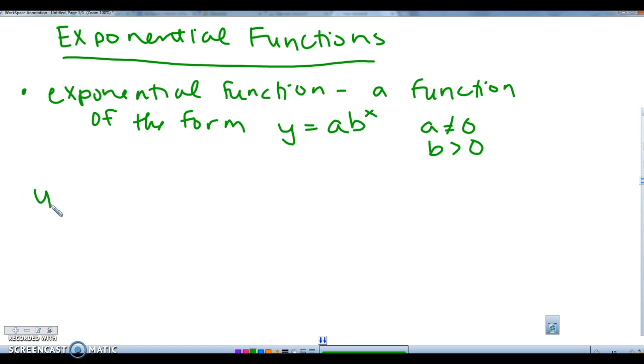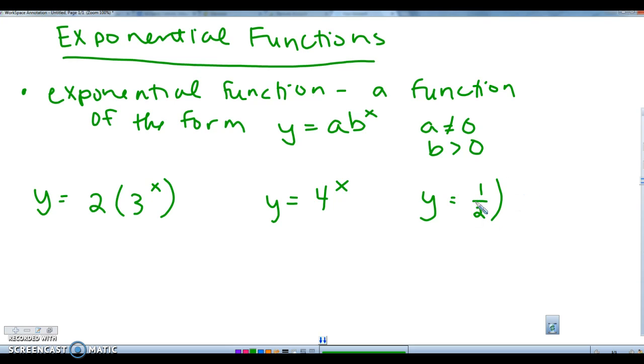So for instance, if I had y equals 2 times 3 to the x, or a can be equal to 1 and I just have y equals 4 to the x. I can have b be a fraction too, 1/2 to the x, okay? So really we're looking for constants as our bases, and x is going to be our exponent, which is something we have not really seen before.